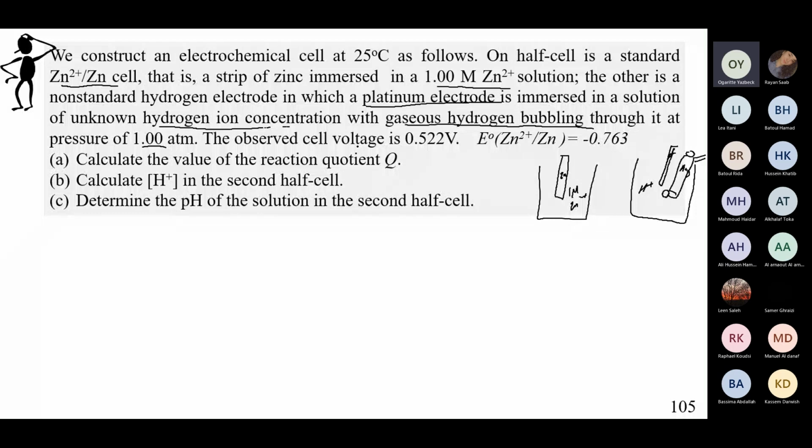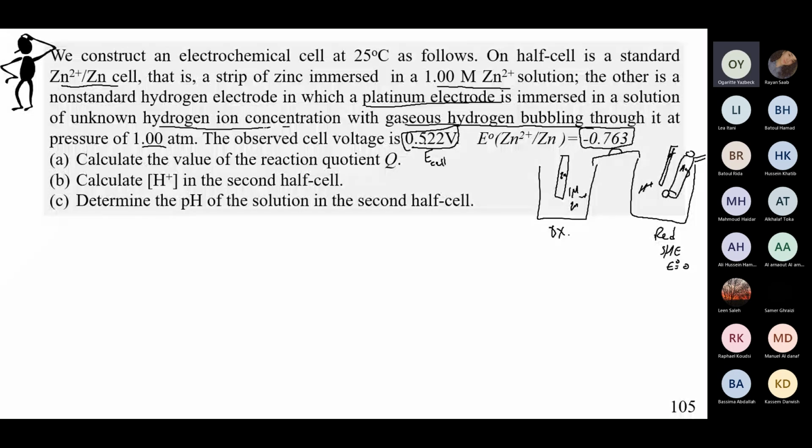The observed cell voltage, E of the cell, is 0.522. The E naught of zinc is minus 0.763. Typically a chemical E is a positive voltage; this is a negative reduction potential. So indeed, it should be the oxidation half reaction, and the reduction is then the SHE electrode, where E naught is 0. Still greater than this.